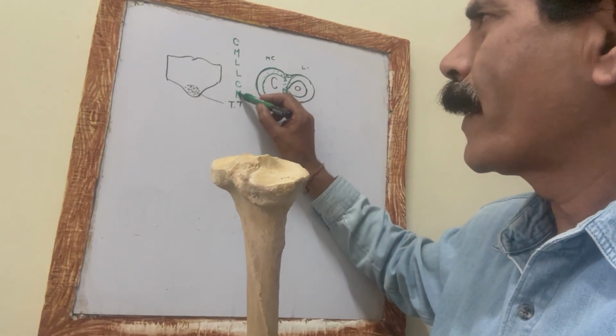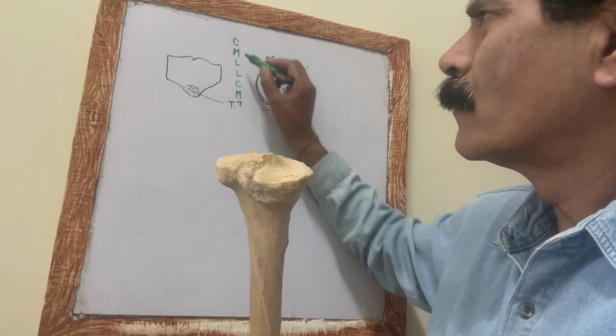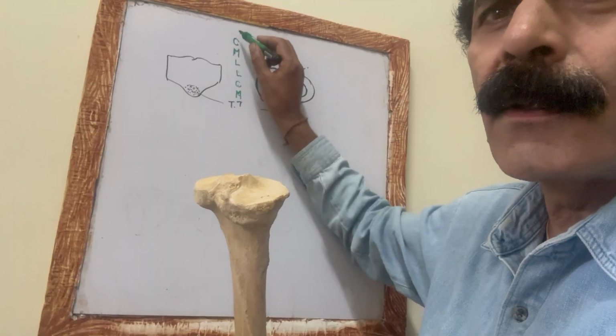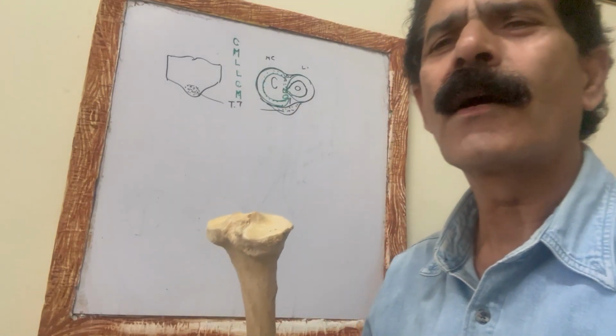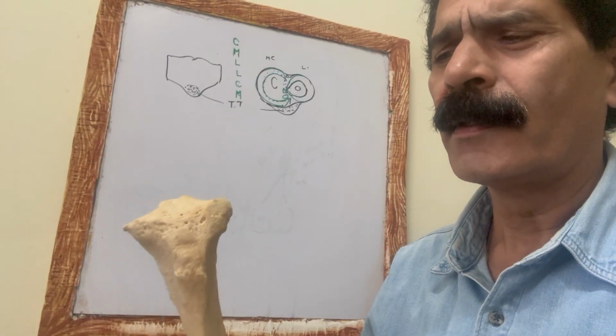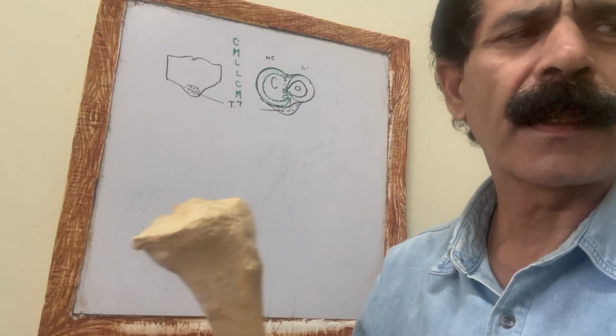So the formula: MCLLMC. Medical College Lahore, Lahore Medical College. So this is how to remember the 6 structures attached to the superior surface of the tibia. So this is on the anterior aspect.